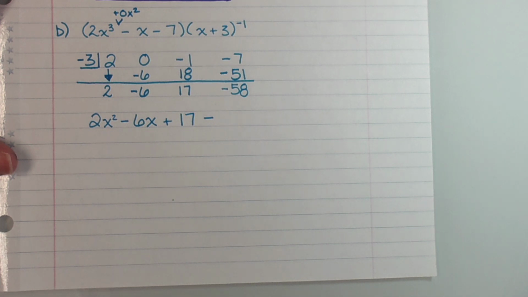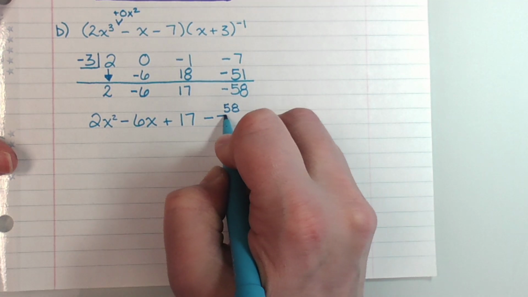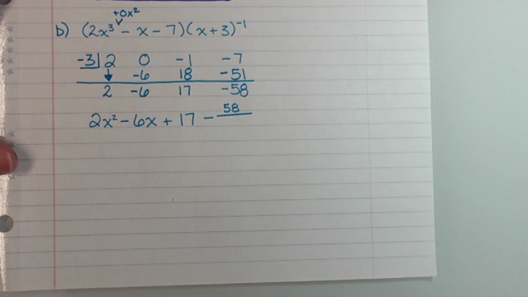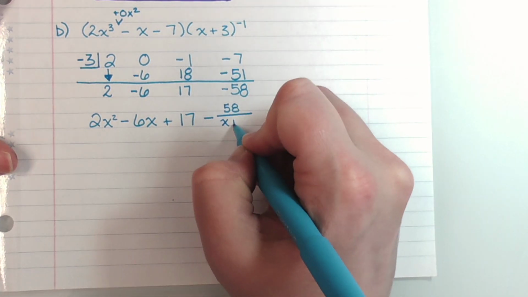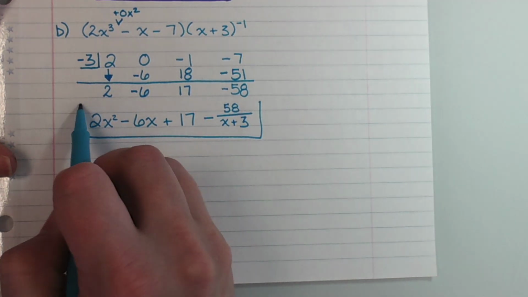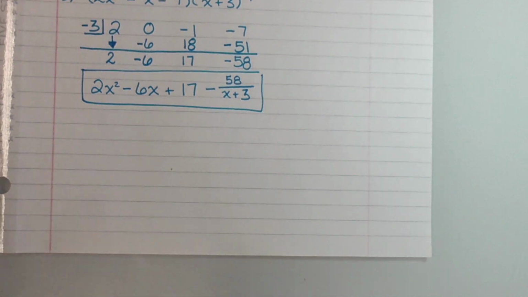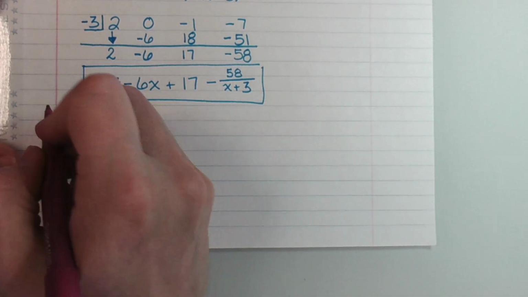how's the remainder work again? If I put a minus, it's just regular 58 over what you were dividing by, x plus 3. Simplify your fraction if you can. We can't. In fact, when you're doing synthetic division, none of them should be able to simplify. Yeah, for a lot of people, this is easier. Just not as intuitive. It doesn't always work.